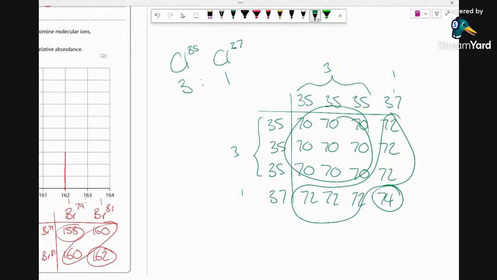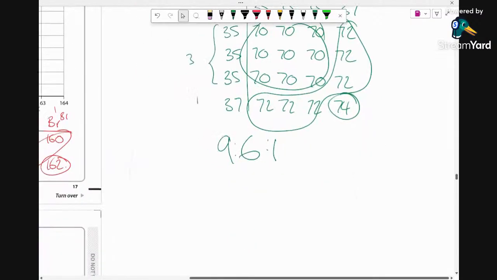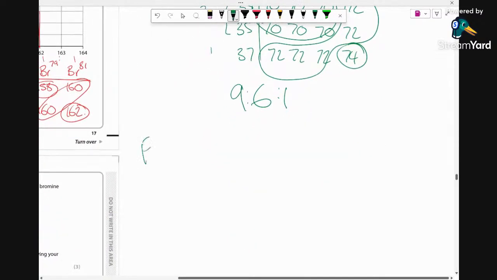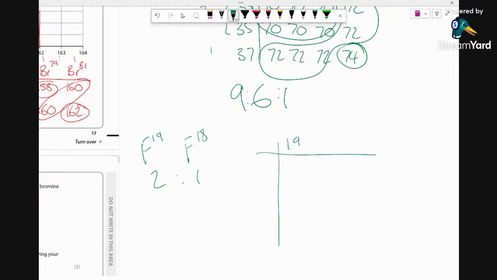I know that most of you will be looking at this going, I've already remembered those numbers, 9, 6, 1. I've got it in my head. That's great if you do, really useful. But what happens if they throw you something you've not seen before? What happens if they throw you fluorine? Fluorine exists as fluorine 19 and fluorine 18, and they tell you it's in a 2 to 1. This is something that they can do. So what I'm going to do is go 19 twice and 18 once, 19 twice and 18 once. And I'll run the numbers together.